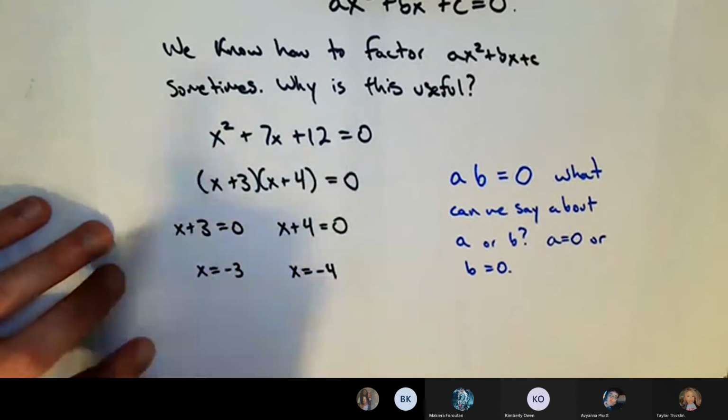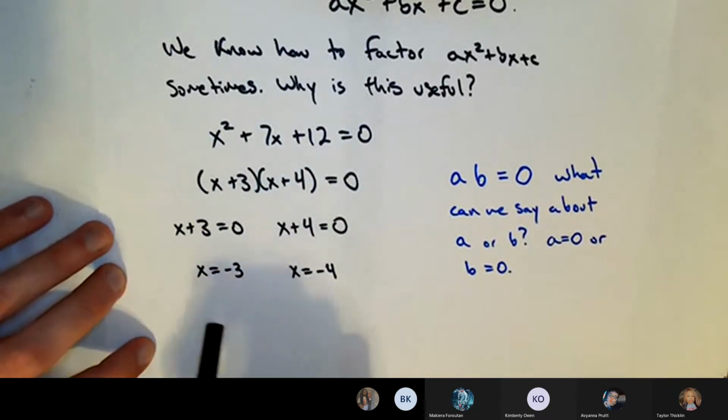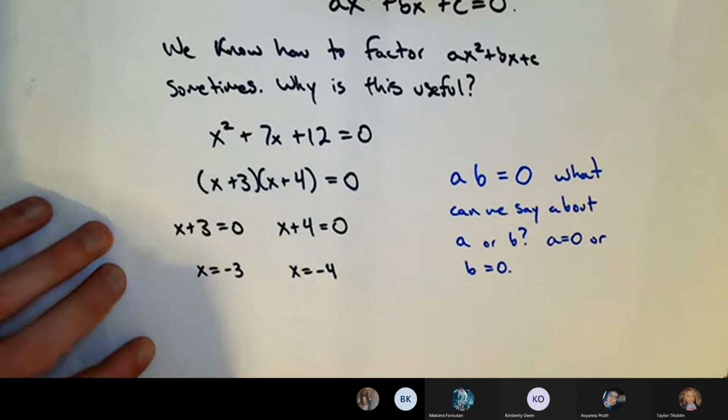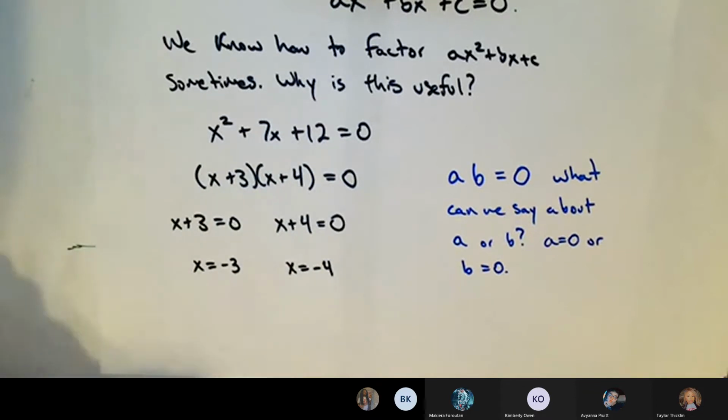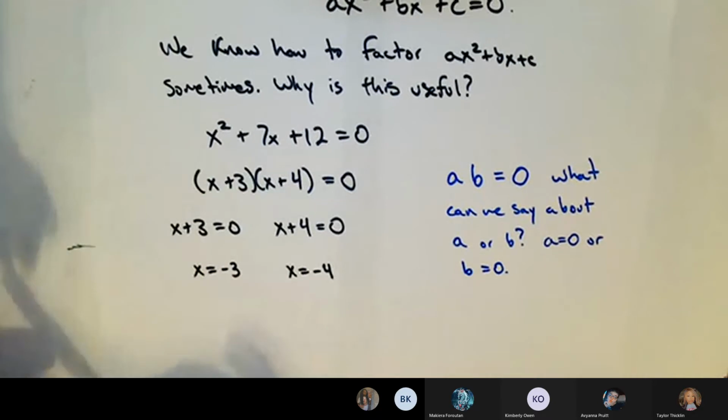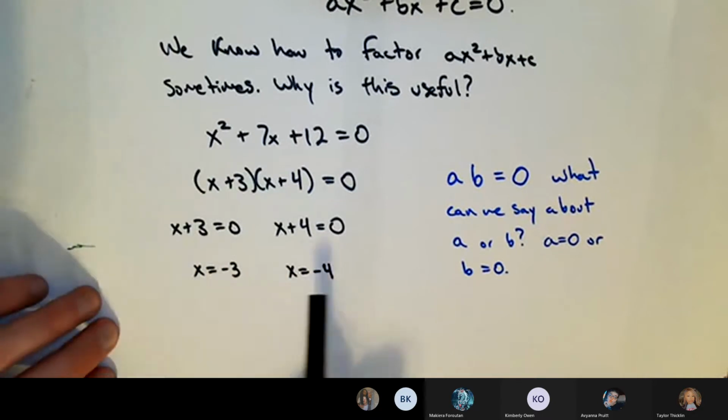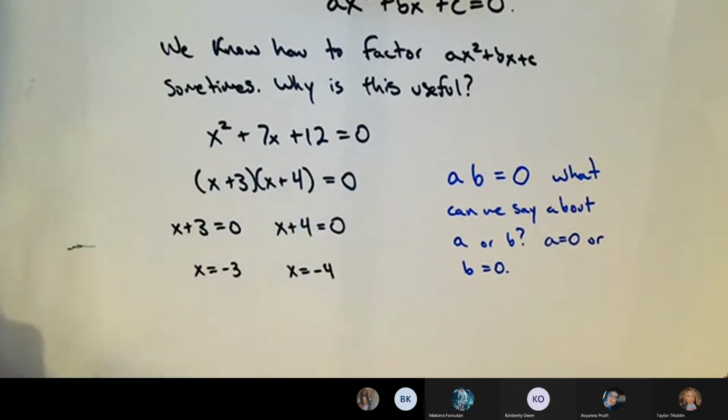-4 plugged into this equation yields a 0. And those are the only two values that you plug into this equation to get a 0. There are no other ones that exist that when you plug them in will yield a 0. These are the only two values that exist for x. When you plug them in, they equal 0.